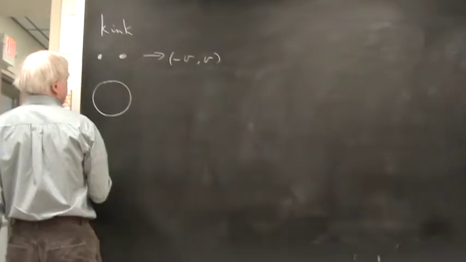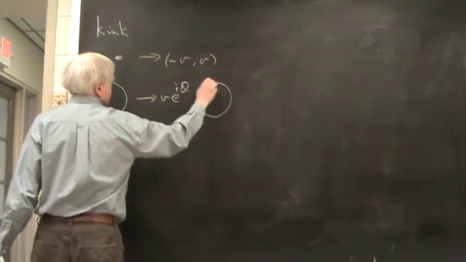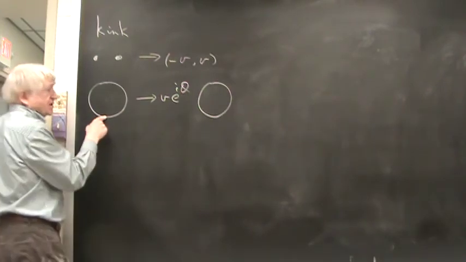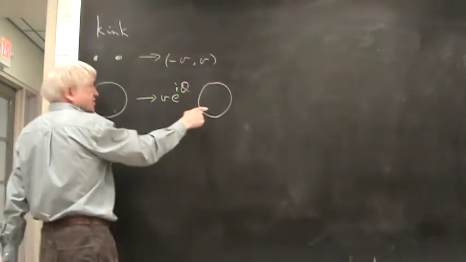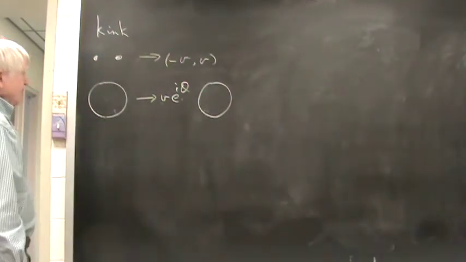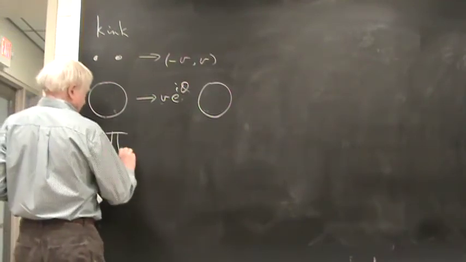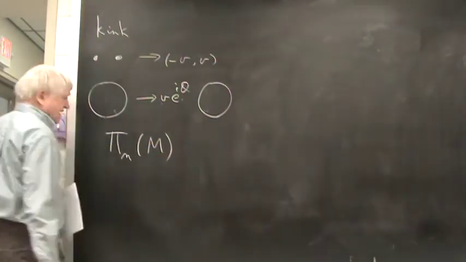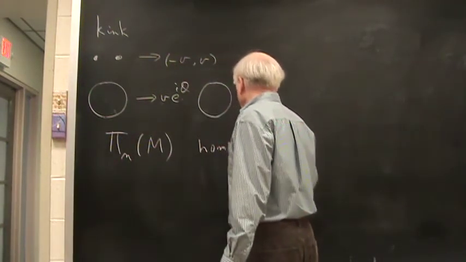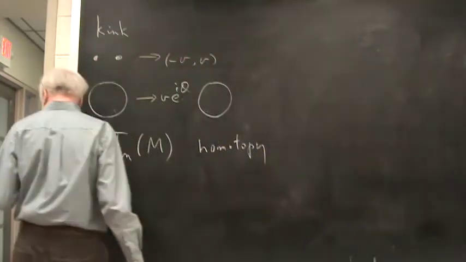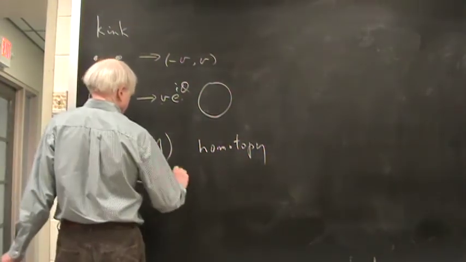what we have is spatial infinity, and in spatial infinity, the field has to be v e to the i theta, which is a circle. So spatial infinity is effectively a circle, and so the field maps the circle of spatial infinity into the circle v e to the i theta. And, well, mathematicians have a name for these things. Pi n of M is the homotopy group, I don't really know how to pronounce it, of maps from the sphere S^n into the manifold M.